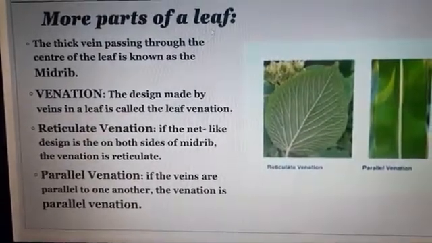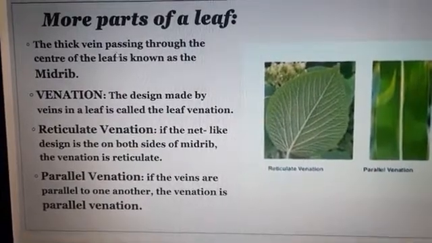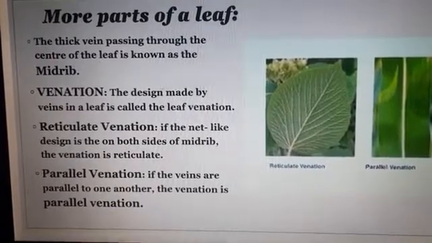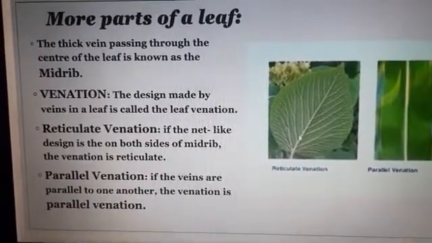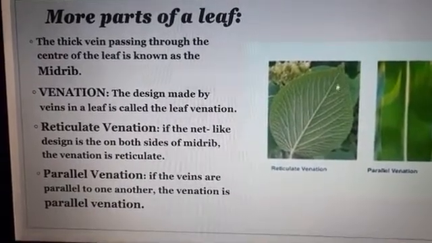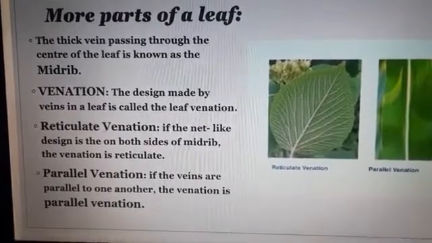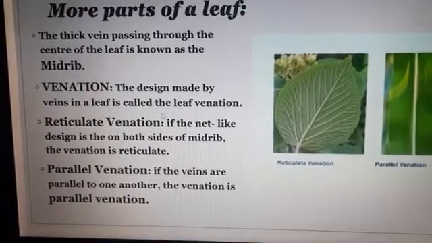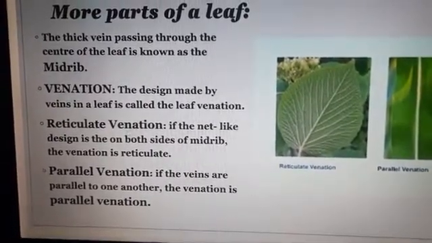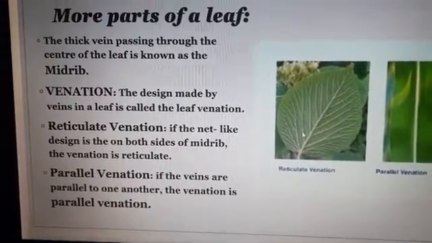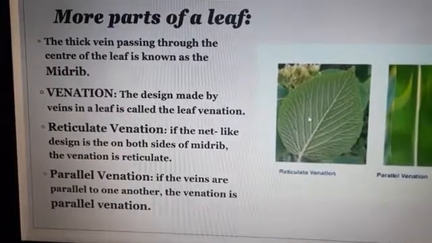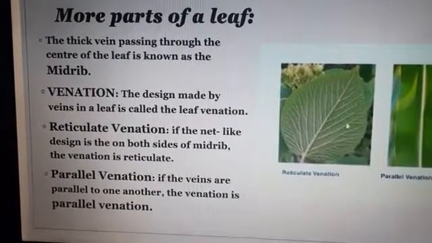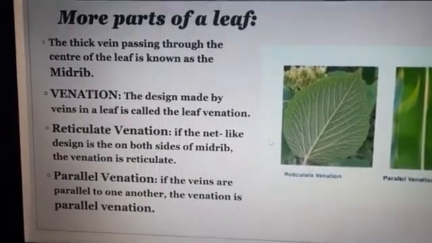More parts of a leaf. The thick vein passing through the center of the leaf is known as the midrib. So this central one, which is very thick, is the midrib. Now what is venation? The design made by veins in a leaf is called the leaf venation. The lines pass through the leaf, the lamina, and make a pattern. These patterns are called the venation.